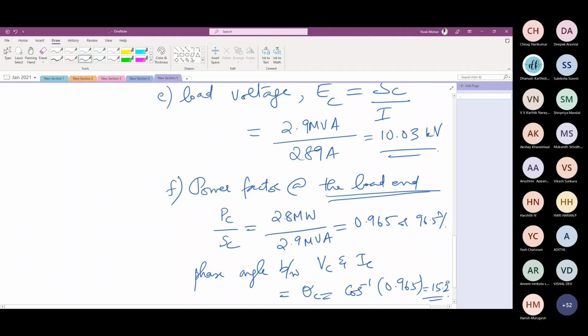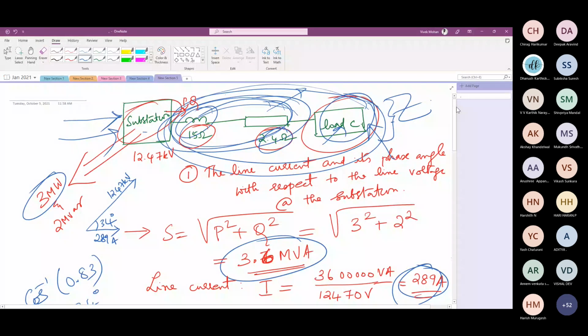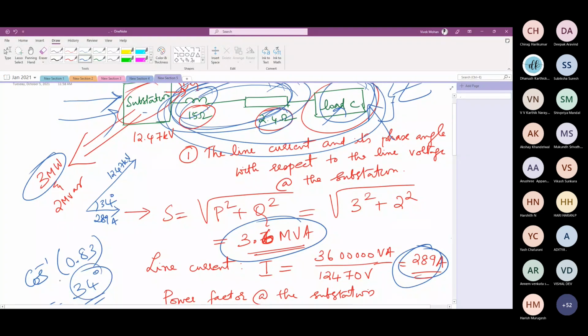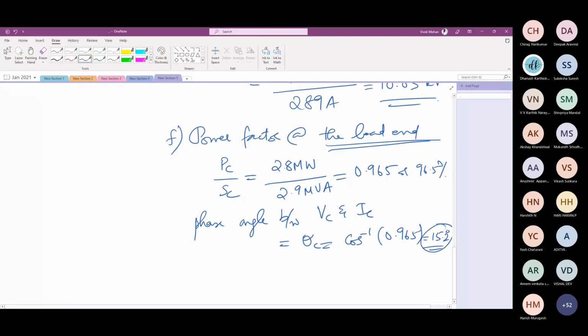So it follows that the phase angle between the voltage at the substation and that at the load. Initially we found the voltage and current at the substation, this theta. This is 34 degrees. Now, across the load, it is 15.2 degrees. So if I am taking the load only, I get 15.2 degrees, 10.03 kV is the voltage, 289 amperes.